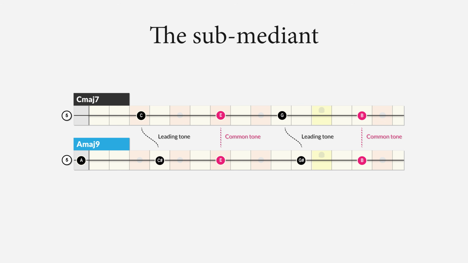Or you could even try a C major 7 and A major 9 chord to get an extra common note, B, and an extra leading tone, G, G sharp.